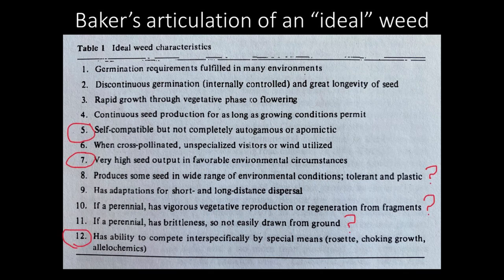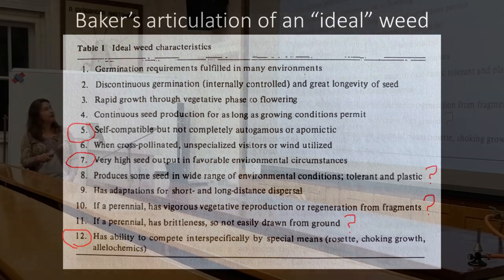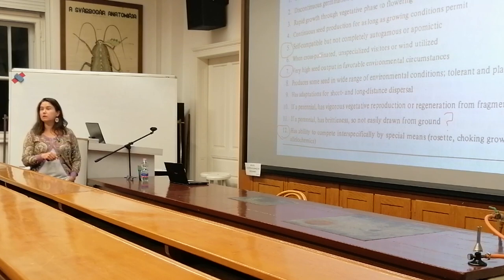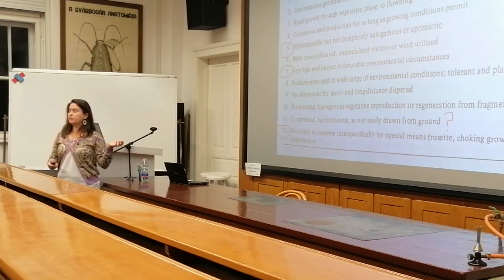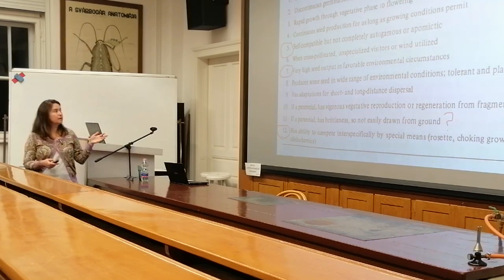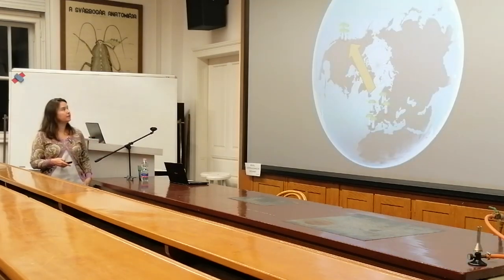And it's really interesting, this list, because a lot of it translates. So something that's an ideal weed should be self-compatible. In other words, it should be able to make seeds by itself, but it should not be completely self-compatible. It should make a lot of spores, and it should have the ability to compete perhaps with allelochemicals, allelopathy. And then a lot of other things as well. And so this has been a guide for the work that we've been doing in the lab, thinking about all these things.